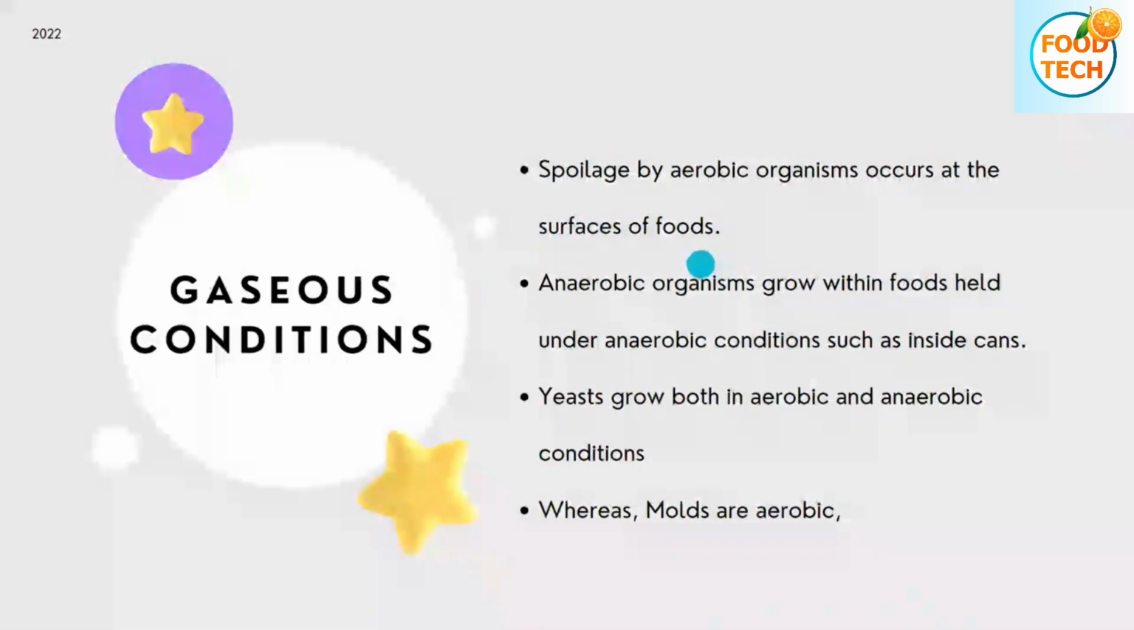But anaerobic organisms can grow within food held under anaerobic conditions, such as inside cans. Yeast can grow in both aerobic and anaerobic conditions, but molds are aerobic. So guys, you need to remember: bacteria are aerobic, mold are aerobic, but yeast can survive in both aerobic and anaerobic conditions. Can you imagine how difficult it would be for food processors to ensure you get the right quality, microbe-free food?